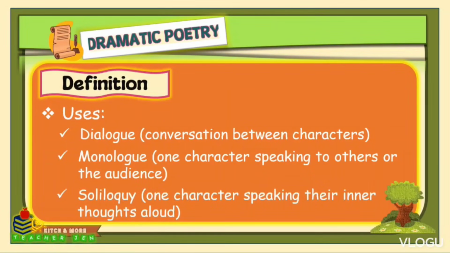Dialogue is when two or more characters have a conversation, trading lines back and forth like in a play, creating lively scenes full of emotion or tension. Then monologue. Here, one character speaks for a long time, either addressing another character or sharing their thoughts with the audience, revealing deep emotions or key information. And soliloquy. This is when a character talks to themselves, thinking out loud so the audience gets a glimpse into their private feelings, hopes, or fears, like hearing someone's secret diary out loud.